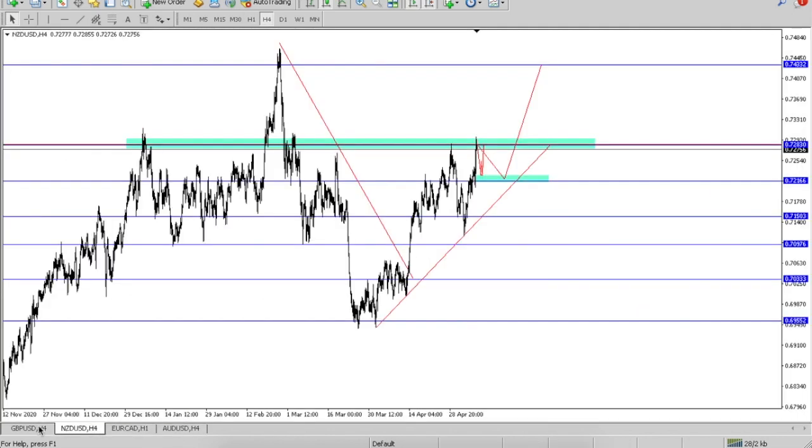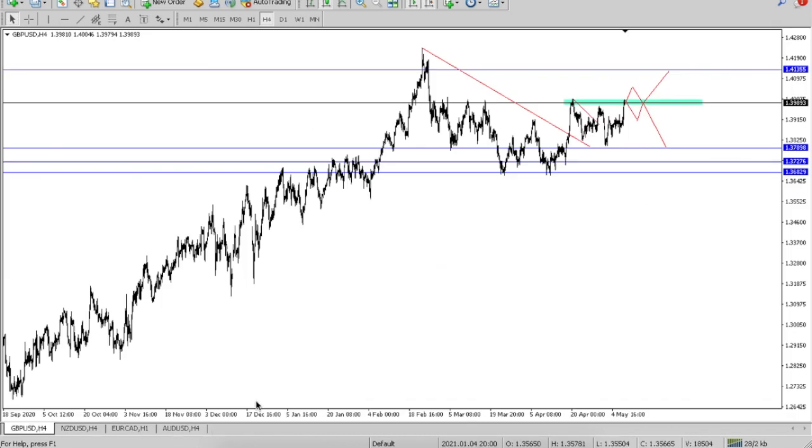So I've analyzed all four. These are the four currency pairs that I'll be trading this coming week.